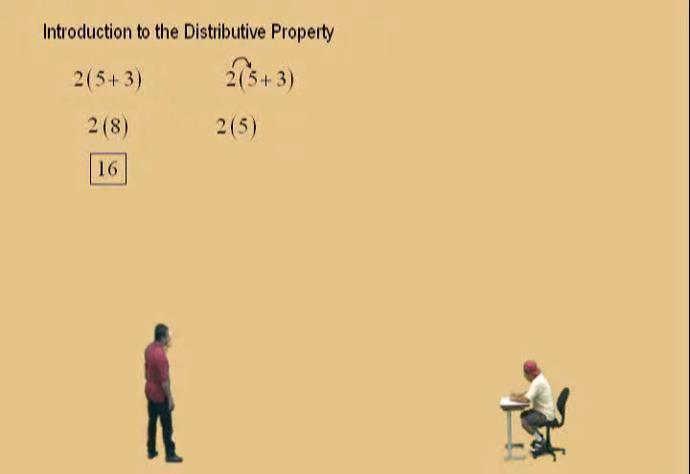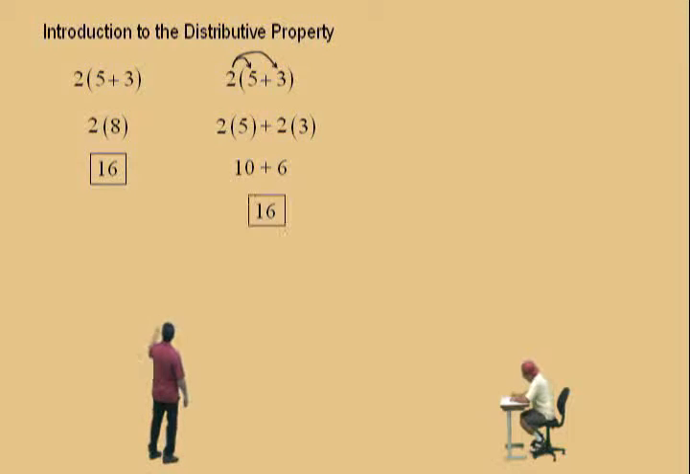Now in the parentheses our operation was addition, so we'll bring that down. And now we take the 2 and multiply it by the 3, and that's 2 times 3. Notice the 2 was distributed to each of the 5 and the 3, and the operation is multiplication. Now, what's 2 times 5, Charlie? 10, same as 5 times 2. And what's 2 times 3? 6, same as 3 times 2. And what's 10 plus 6, Charlie? 16.